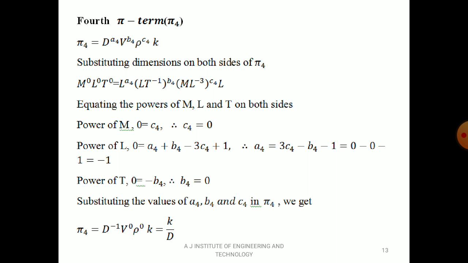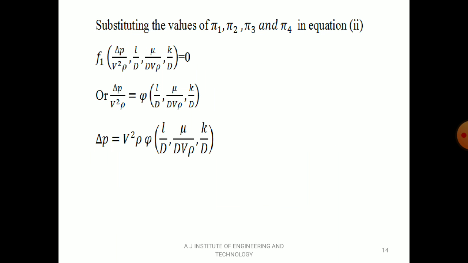Now substitute values of a4, b4 and c4 in pi 4. We get pi 4 equal to d to the power minus 1, v to the power 0, rho to the power 0 into k. Upon rearrangement we get the value of pi 4 as k by d, that is the fourth pi term. Next, substituting the values of pi 1, pi 2, pi 3 and pi 4 in the second equation, that is f1 of pi 1, pi 2, pi 3, pi 4 equal to 0.